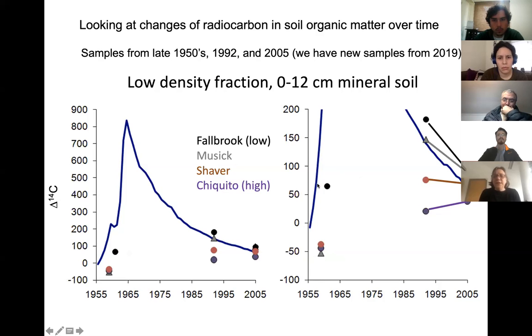You can see the lowest elevation site has the highest C14 initially. It gets the most bomb carbon in the first years, and it's also declining very rapidly, parallel to the atmospheric curve. So this is just a blow up of this. Whereas the coldest was low to begin with. It was minus 50 per mil, and now it's still coming up.